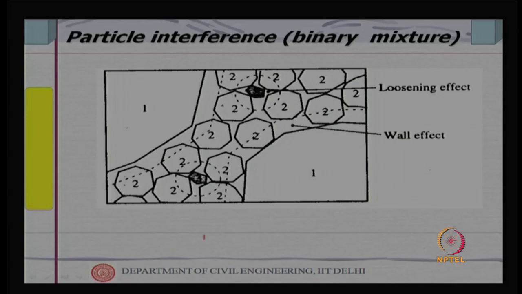So, you can see that both together are causing wall effect and loosening effect in a large aggregate. This is your aggregate, 2 is the fine aggregate, and these are the additional voids which have come in. So, particle interference is occurring here.